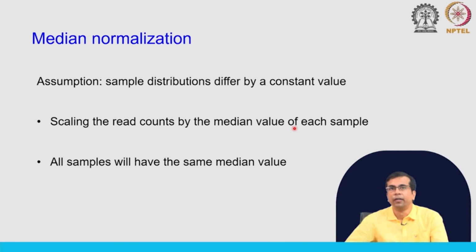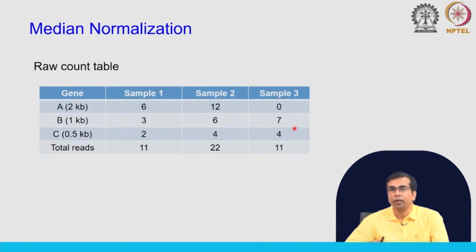Because of the assumption, the goal is simply to bring the median value to the same value for all samples. Of course, we cannot calculate a median for only 3 numbers, that will not be appropriate. So, you can think about how you are going to proceed, and then I will show the analysis with a real data set where you have 6,000, 7,000 genes, and then you can probably guess what will happen.